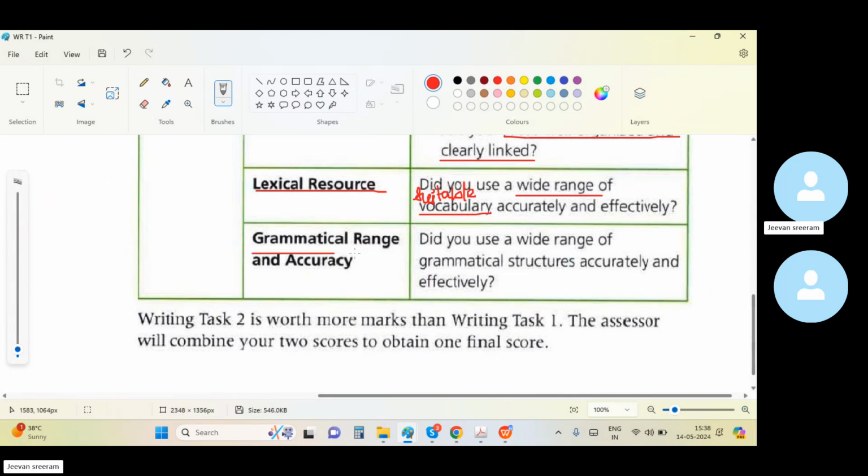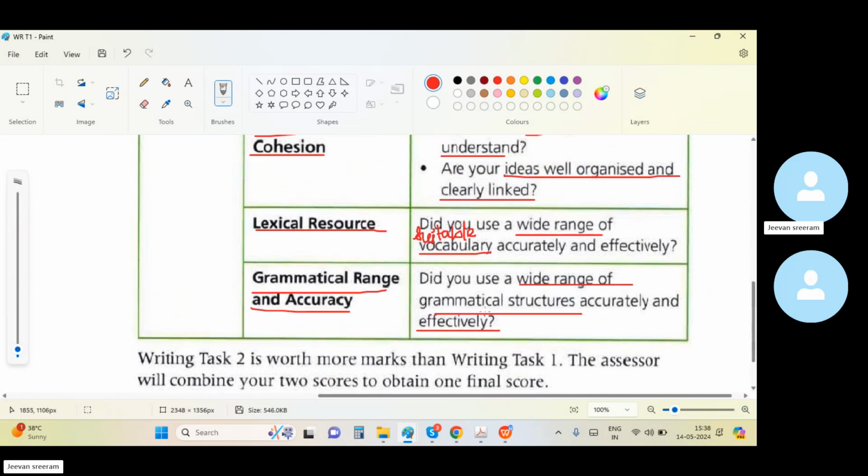Grammatical range and accuracy. Whatever sentence you write must be grammatically correct in your response. Okay, so a wide range of grammatical structures accurately and effectively. Although you write a wide variety of sentence structures, as long as they are grammatically correct, you're going to get a good score in grammatical range and accuracy, which is one of the assessment criteria of your writing task 1.